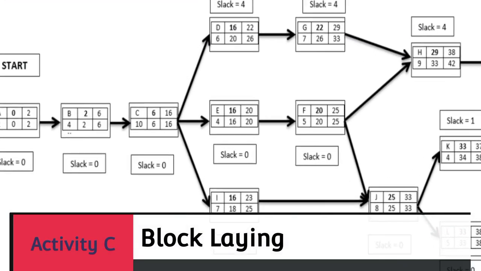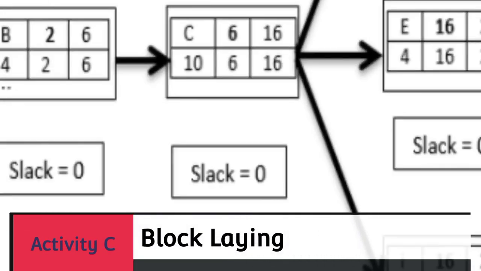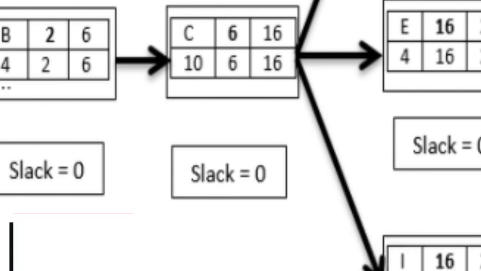The third process of the project is block laying, which has an estimated time of 10 days, an early start of day 6, a late start of day 6, an early finish of day 16, and a late finish of day 16. This activity is critical because it doesn't have any slack to allow an exceedingly long time for completion.